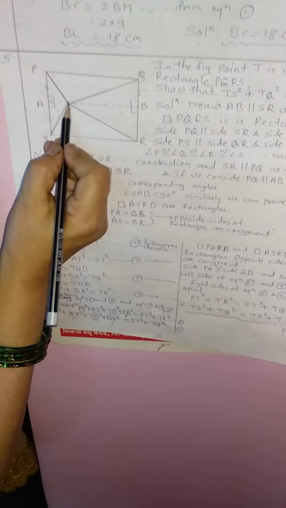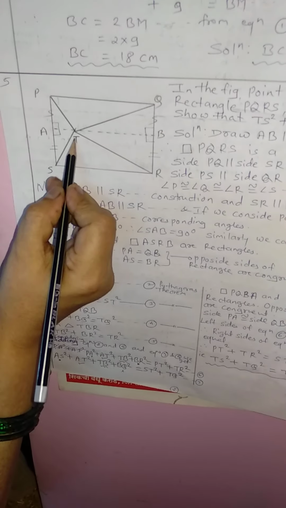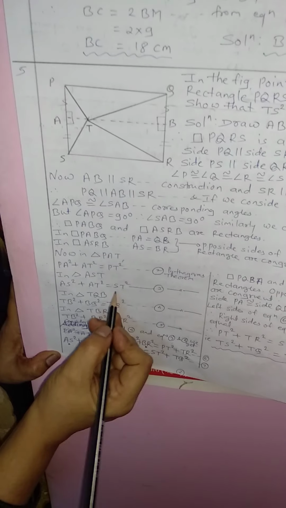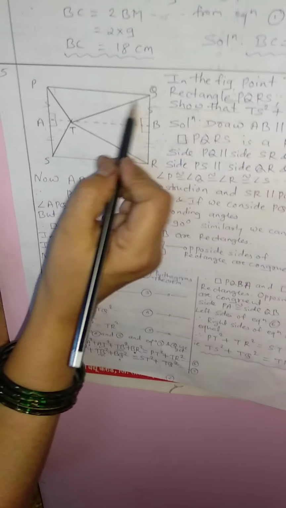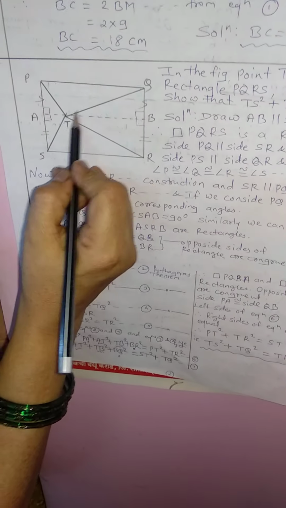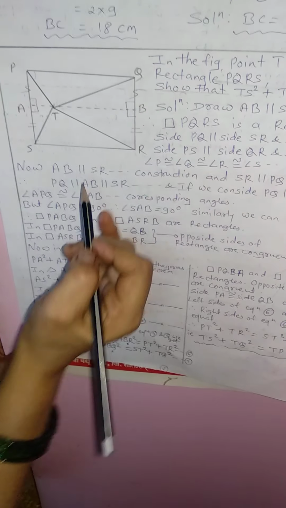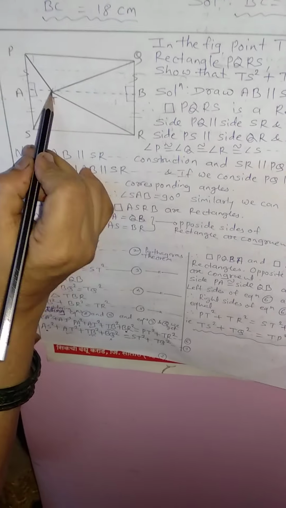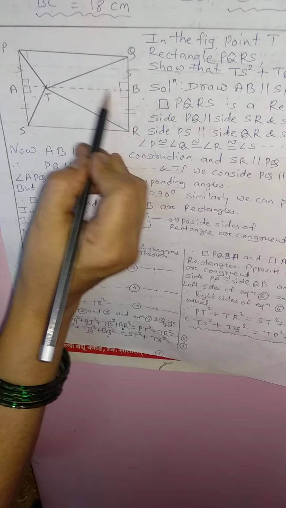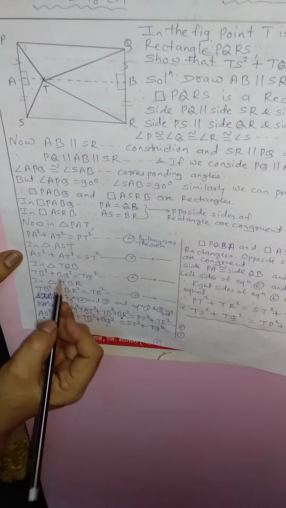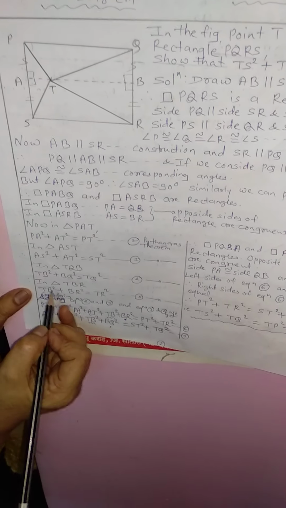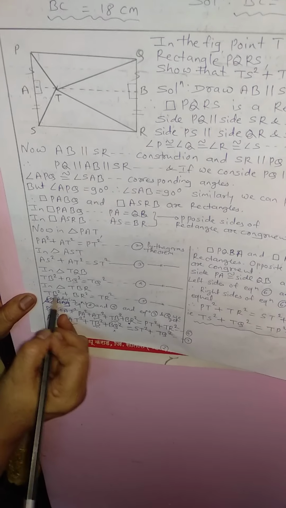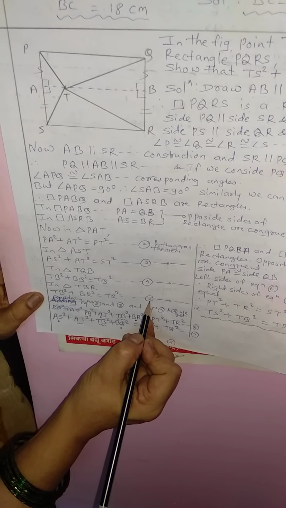Similarly, in triangle AST, TS is the hypotenuse. So TS square is equal to AT square plus AS square, second equation. Similarly, in triangle TQB, TQ is the hypotenuse. So TQ square is equal to TB square plus BQ square. Similarly, in triangle TBR, TR is the hypotenuse. So TR square is equal to TB square plus BR square. So this equation is third, this equation is fourth. Now again in triangle TBR, TB square plus BR square is equal to TR square, which is equation number 5. All these are according to the Pythagoras theorem.